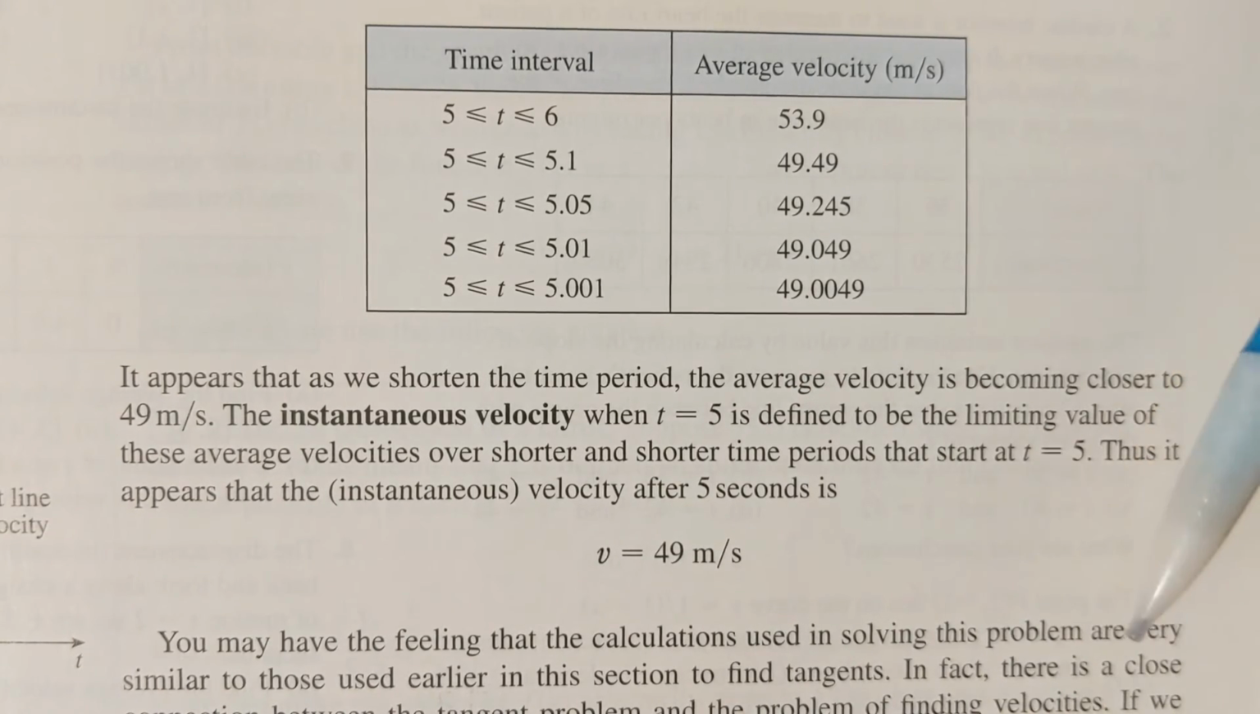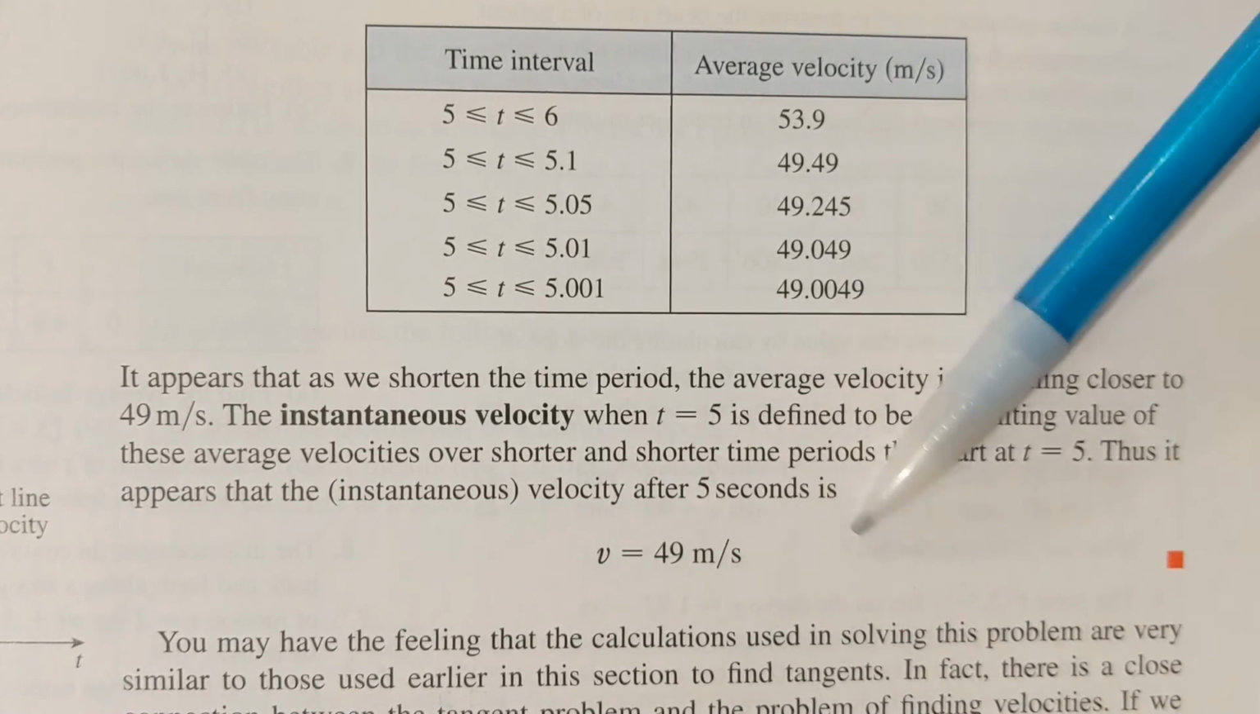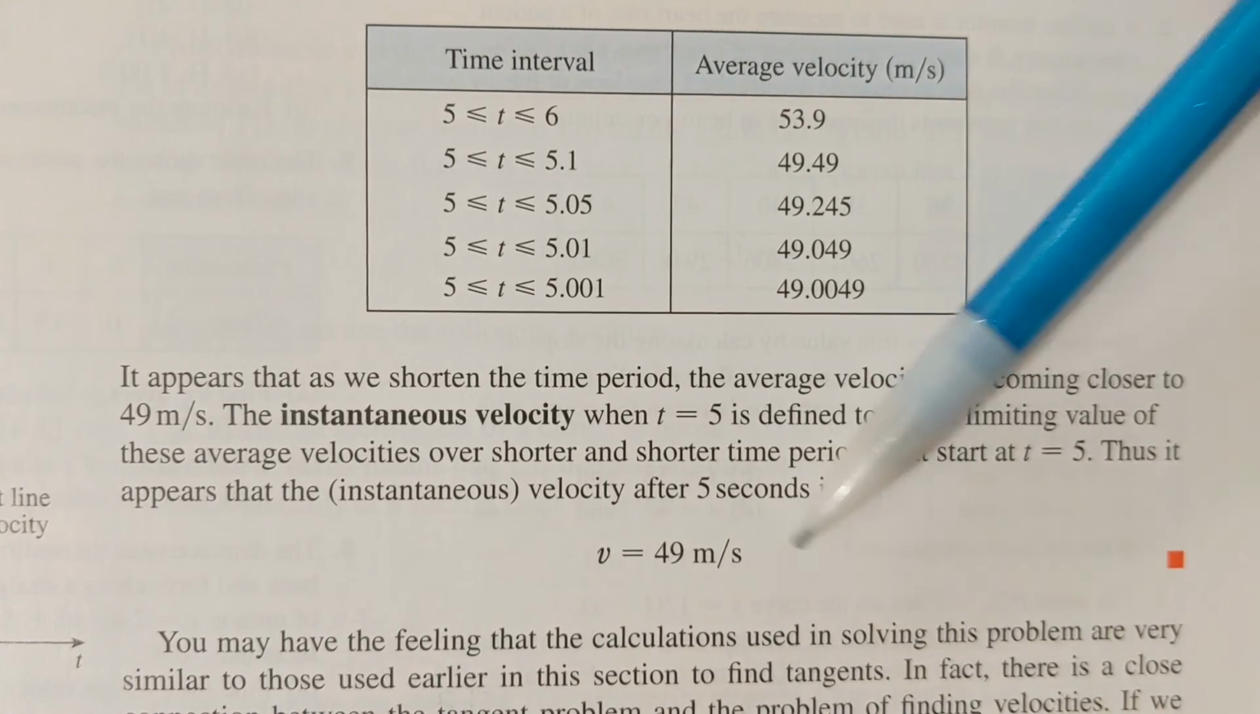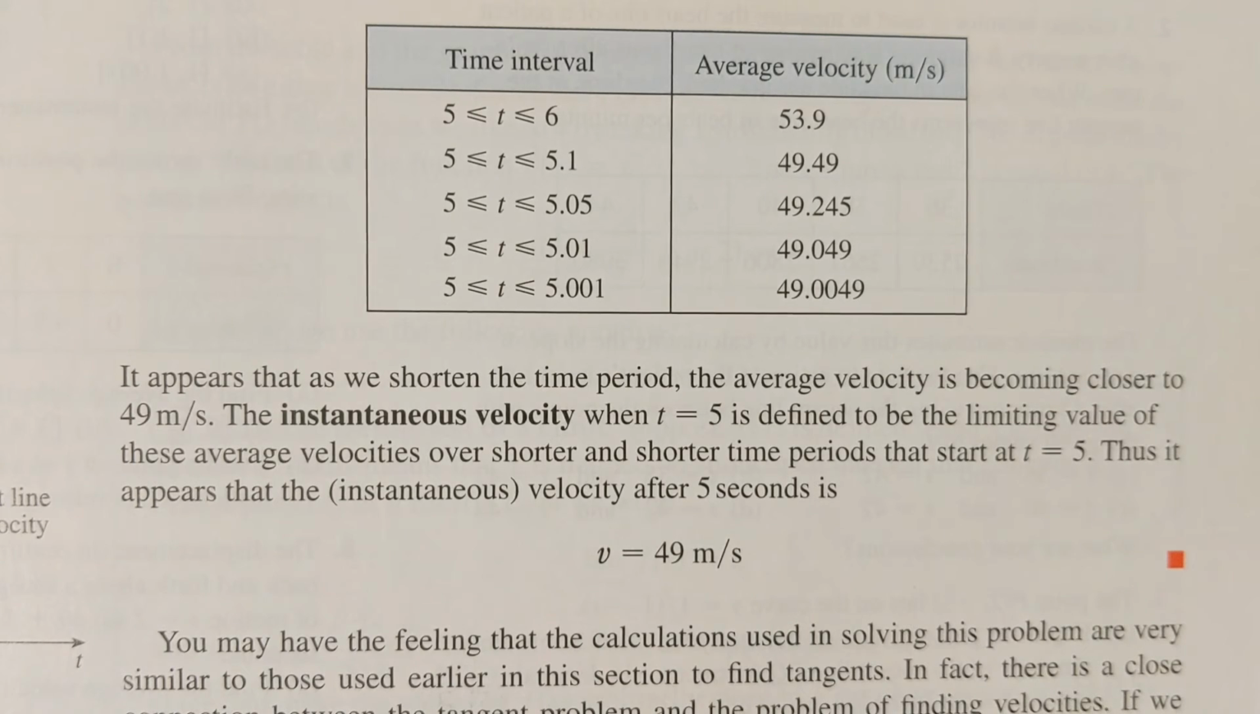Now that's a guess. It might not be 49 meters per second. It might be 49.00000, you know, 28 meters per second. So keep that in mind, it's just a guess. I'll talk about guessing limits here. That's not really an efficient method, but it's somewhere to start.